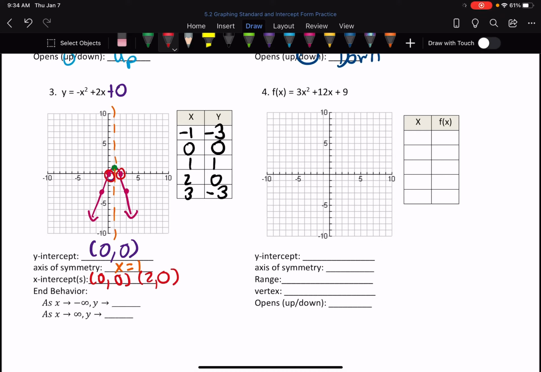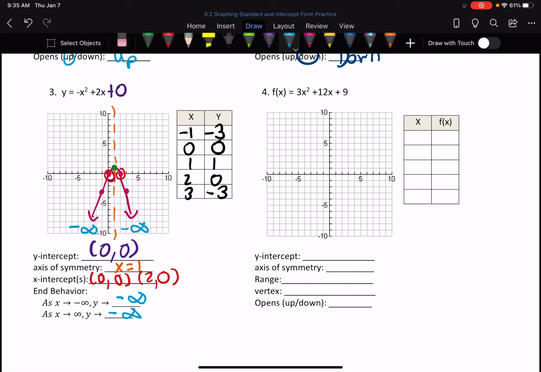And now let's talk about end behavior. So let's look to the left of our axis of symmetry. So as x approaches -infinity, our y value approaches -infinity. And then as x approaches +infinity, our y value approaches -infinity still. Because this is a downward facing parabola, our y value should be approaching -infinity on both sides of this parabola.